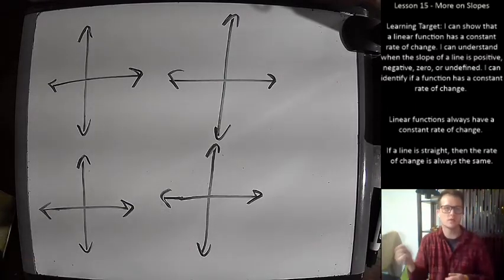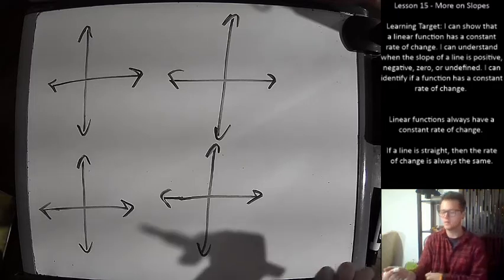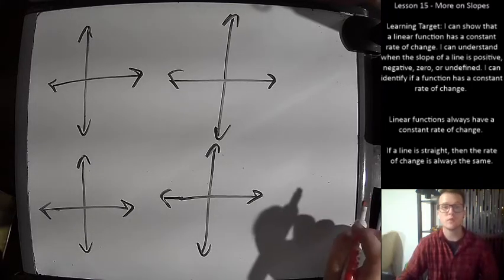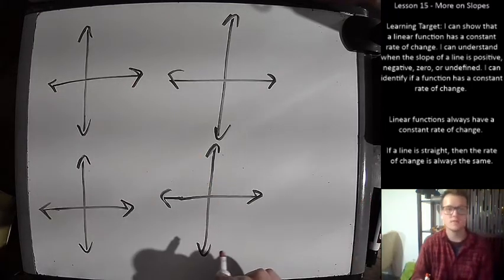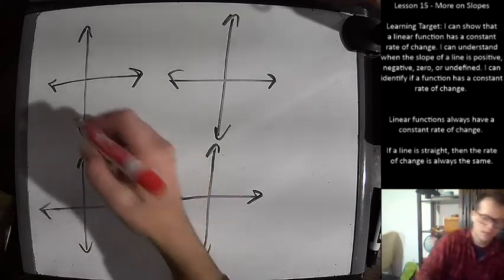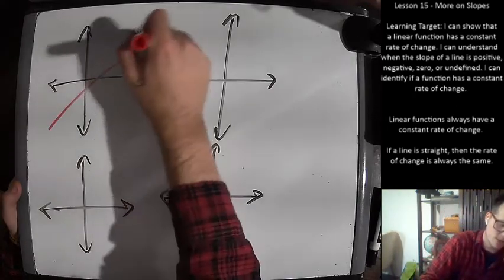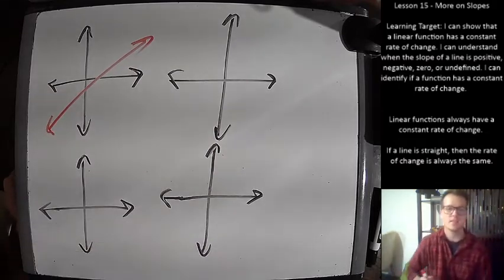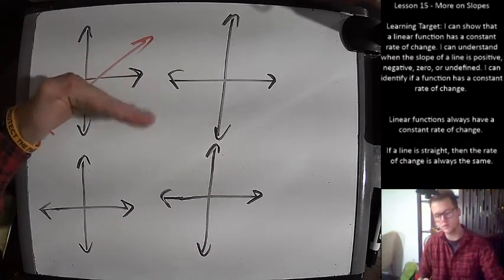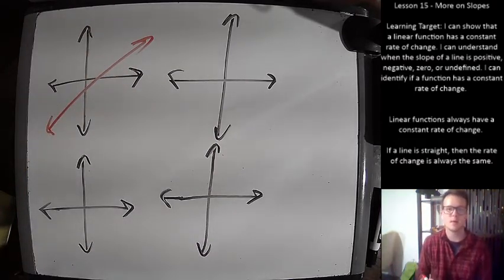If I'm you, I would capture this in your notebook. The first one, I'll talk about a positive slope. Positive slope is one that when you read it from left to right, it goes up. It's like you're climbing up a mountain. So an example of a positive slope would be something like this red line. That is positive. As long as it's going up, it's positive.